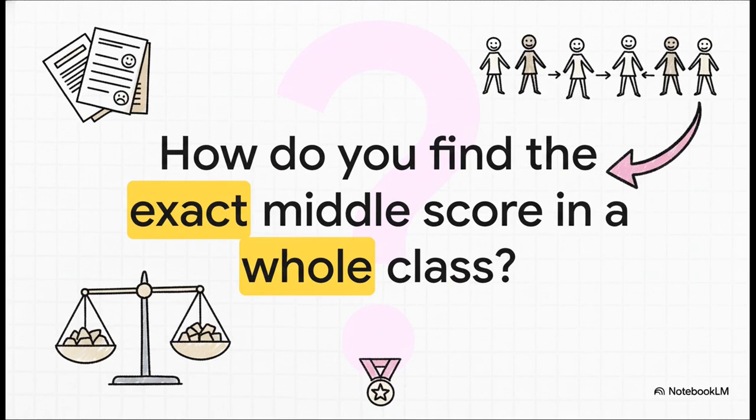Okay, so picture this. Your whole class just took a math test. Now, if I asked you what's the exact middle score, the score where exactly half the class scored less and the other half scored more. It's a bit of a puzzle, right? Because we don't have individual scores, we just have groups, like how many students scored between 0 and 10, or 10 and 20. Well, don't you worry, because that's the exact puzzle we're going to solve together today.